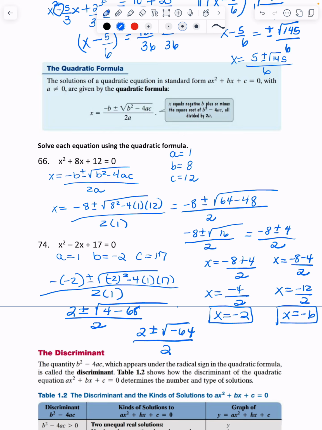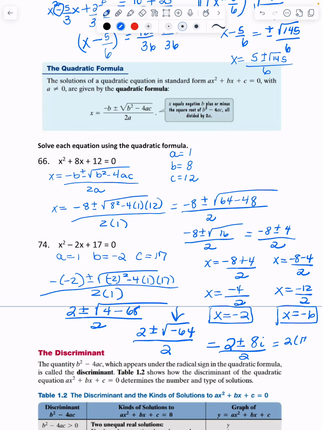I just want to remind you about taking the square root of a negative number. The square root of negative 1 is i. So we get 2 plus or minus the square root of 64, which is 8, times i, and I'm dividing that by 2. And so really what I'm doing is I'm factoring a 2 out of the top.